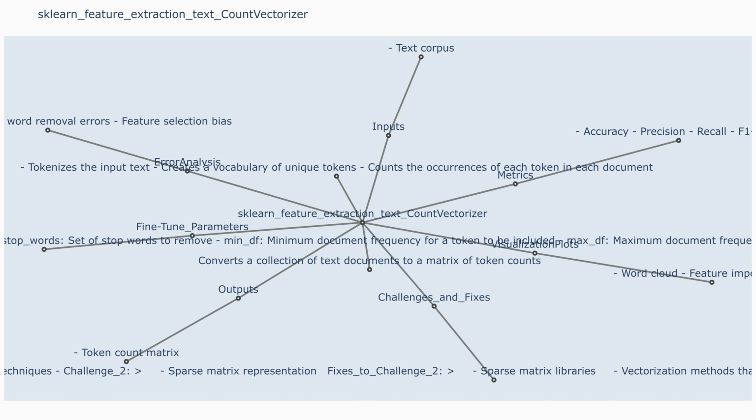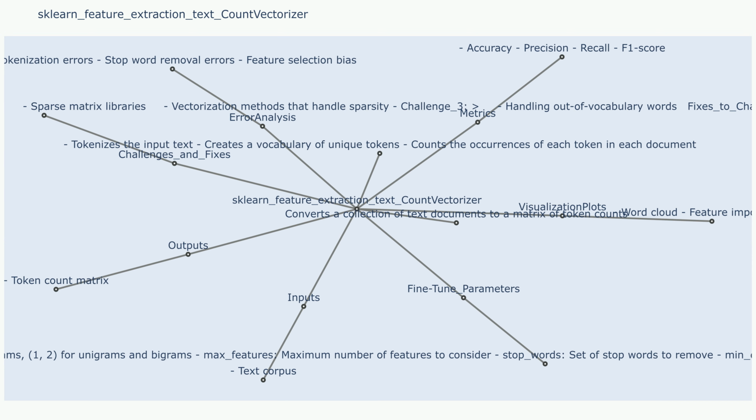sklearn, feature extraction, text, CountVectorizer. Description: CountVectorizer is a powerful tool for converting text data into a numerical representation suitable for machine learning algorithms. It counts the occurrences of each unique word or token in a corpus of documents, generating a sparse matrix where each row represents a document and each column corresponds to a unique word. This process is crucial for enabling machine learning models to analyze and understand text data.